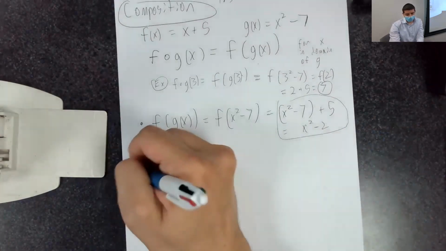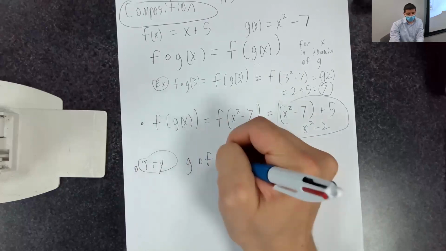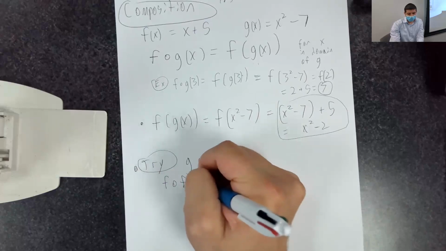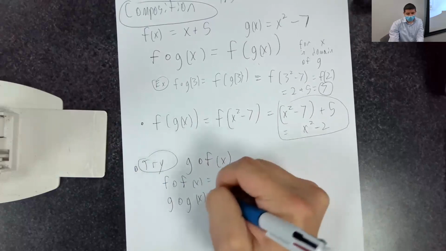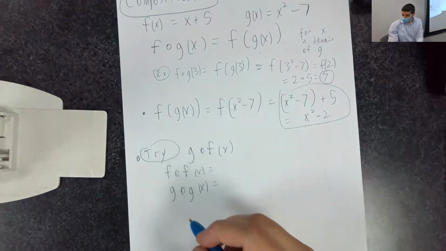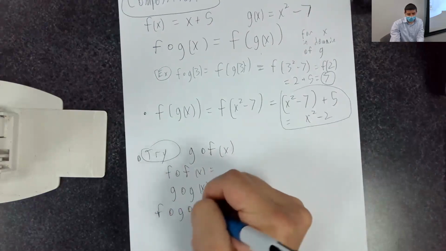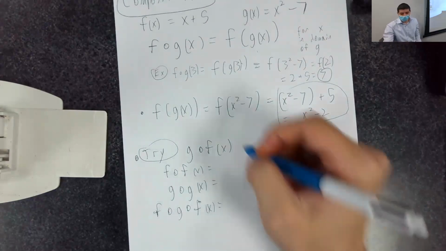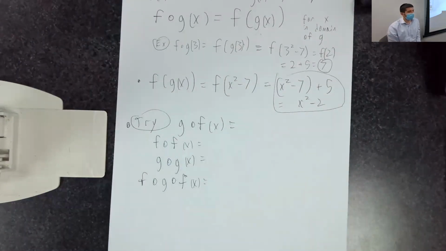Okay, so try a couple examples. Try the other way, try g of f of x. And try f of f. Try g of g. Plug g into g. And for fun, how about f of g of f? But start with g of f of x. Plug f of x into g of x.